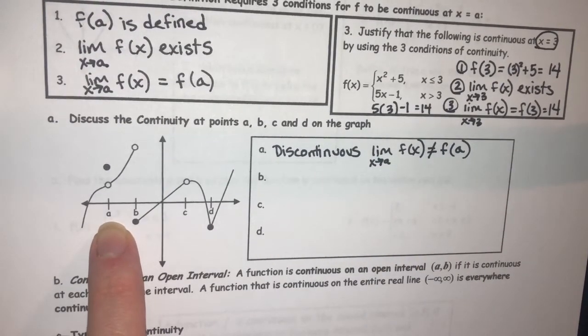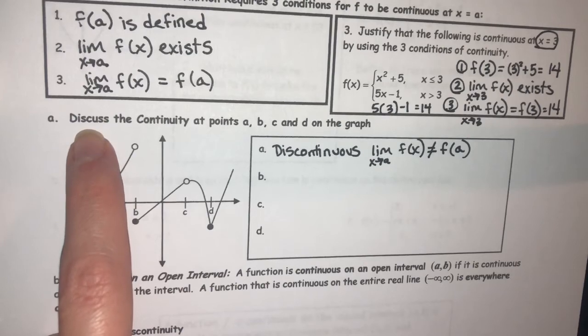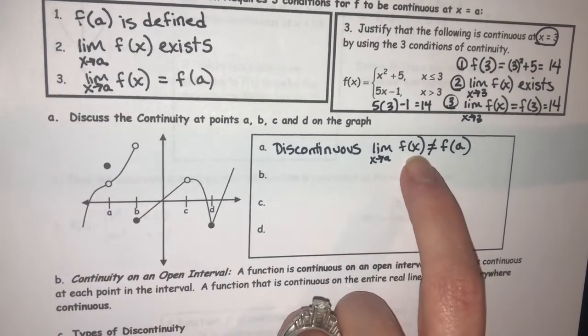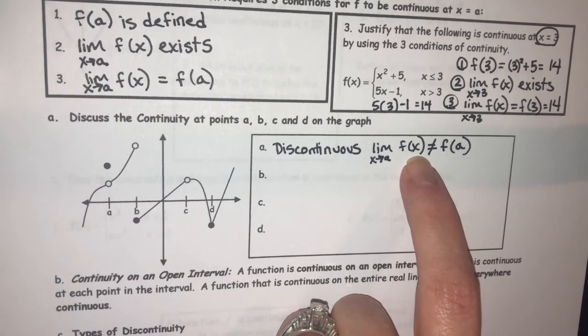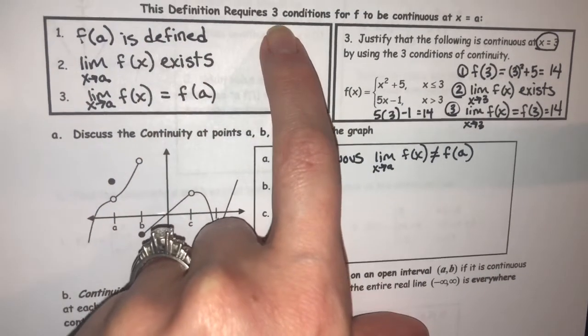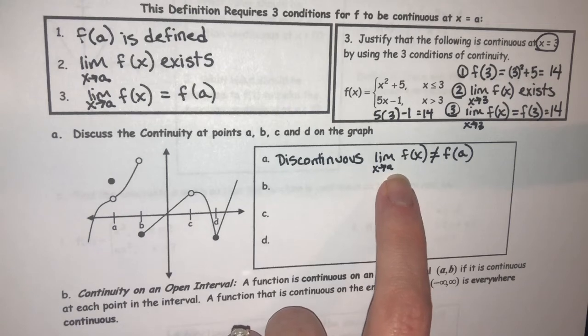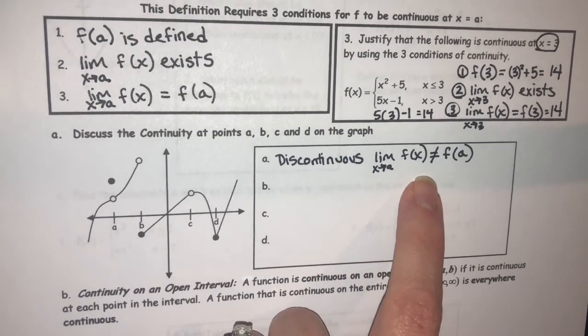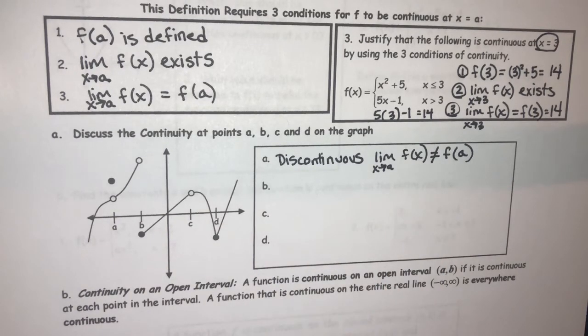All right, B. Oh, and when it says discuss in math, it doesn't necessarily mean write a sentence. This is a discussion. You are showing which of the three conditions for continuity fails. So that's the reason why it's discontinuous. A mathematical discussion can be done symbolically instead of in words, and often is.